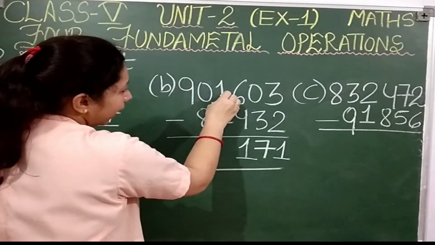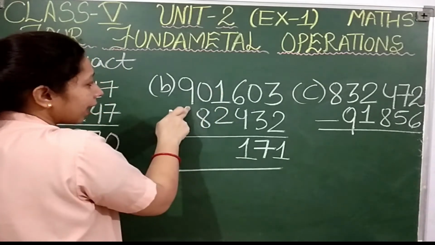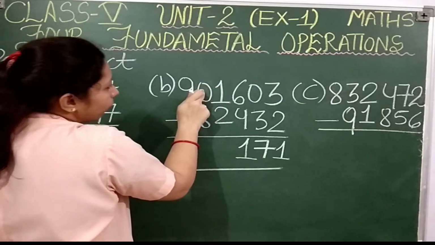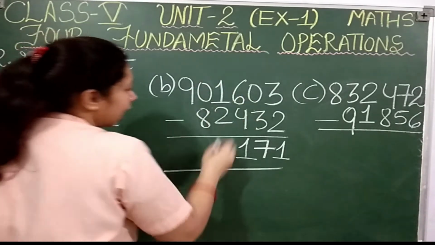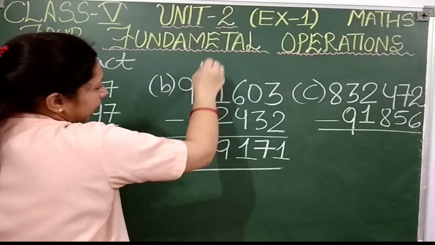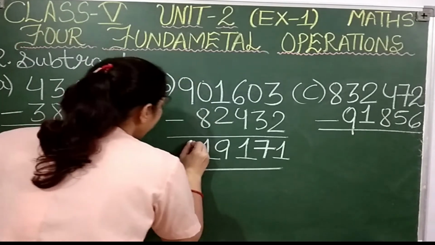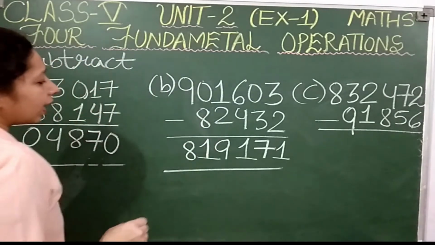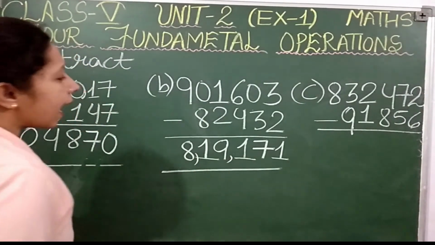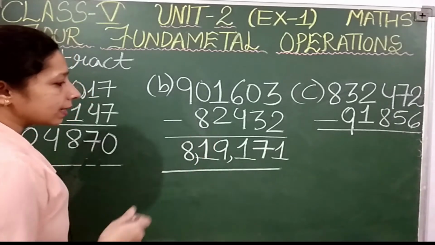Then again 1, we have to subtract 2 from 1, as 1 is the smaller number. Again we are going to borrow. So if I borrow 1 from here, then it will become 11. 11 minus 2, 9, and here it will be 9. 9 minus 8, 1, and this 9 will become 8. So our final answer, students, is 8,19,171. Clear, students? Okay, let us see point number C.